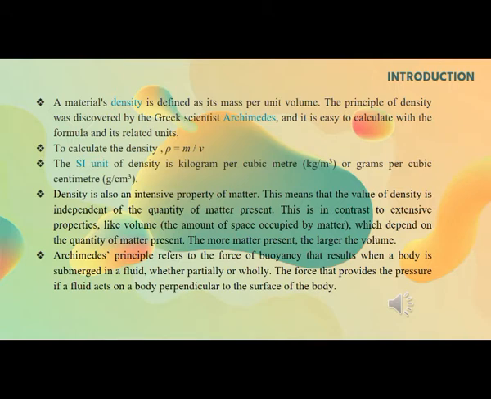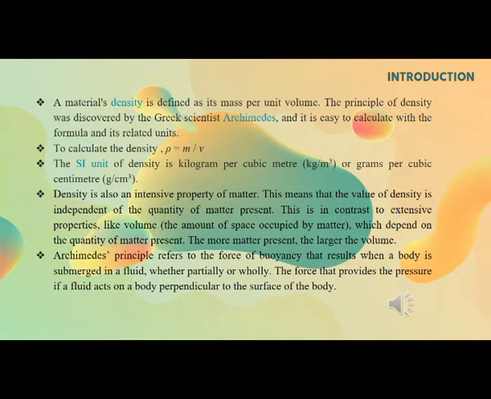Density is also an intensive property of matter. This means that the value of density is independent of the quantity of matter present. This is in contrast to extensive properties like volume, which depend on the quantity of matter present. The more matter present, the larger the volume.